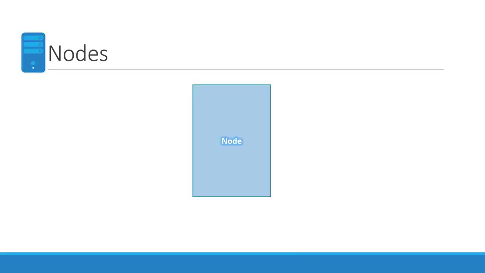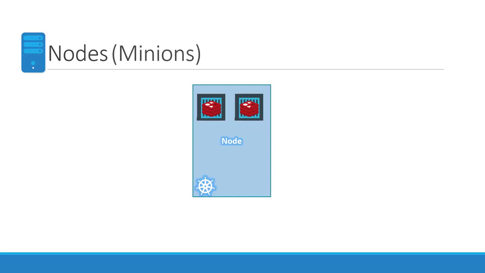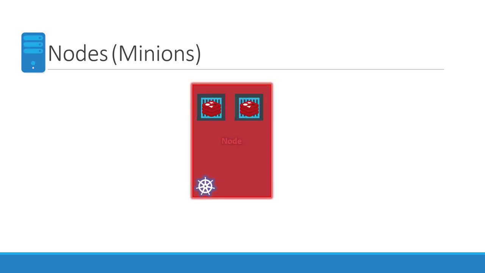Let us start with nodes. A node is a machine, physical or virtual, on which Kubernetes is installed. A node is a worker machine, and that is where containers will be launched by Kubernetes. It was also known as minions in the past, so you might hear these terms used interchangeably. But what if the node on which your application is running fails? Well, obviously, our application goes down. So you need to have more than one node.